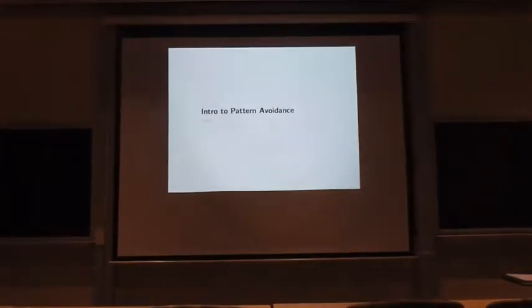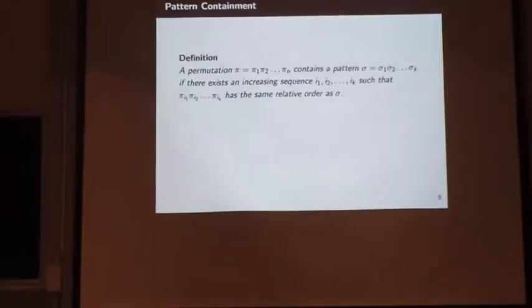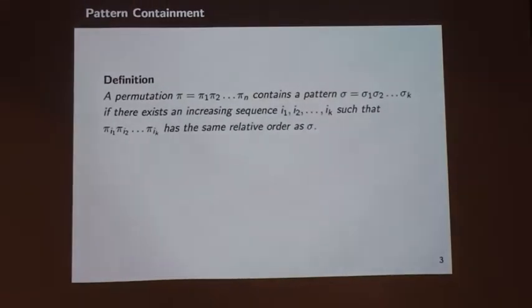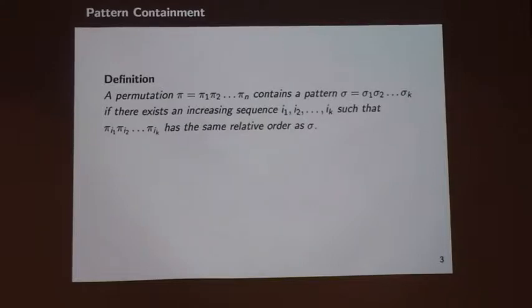All right, so we'll start with the intro to pattern avoidance. So here's the definition of pattern containment. If you have a length n permutation, we say that it contains a length k pattern if there exist k elements of that permutation that occur in the same relative order as the pattern. So here's an example. The permutation 2, 4, 5, 1, 3 contains the pattern 1, 3, 2, and that's because if I choose just the underlined elements and take them out, they occur in the same relative order as 1, 3, 2. That is, the smallest one comes first, and then the largest one, and then the middle one.